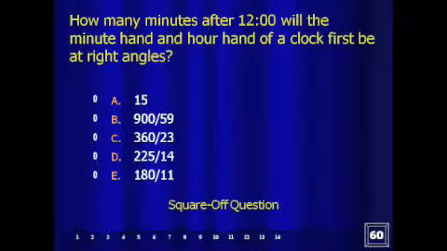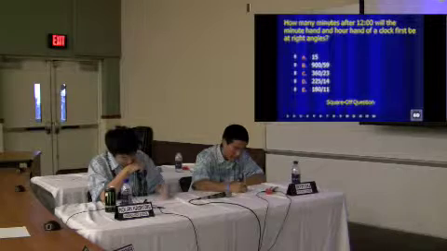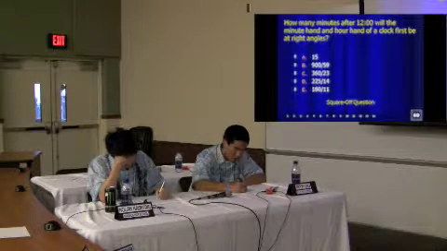And here we go. How many minutes after 12 o'clock will the minute hand and hour hand of a clock first be at right angles? This is a clock where the hands are moving continuously, and not a digital clock. It's one with the hands. And here are the choices. Is it A, 15 minutes, B, 900 over 59 minutes, C, 360 over 23 minutes, D, 225 over 14 minutes, or E, 180 over 11 minutes? If you have any questions about the question, feel free to ask.